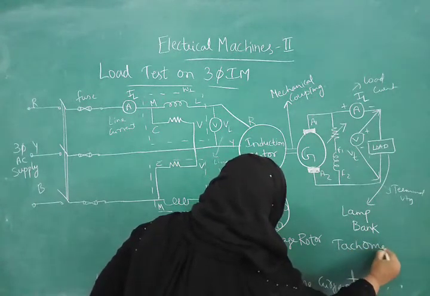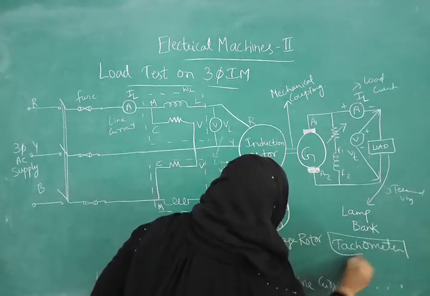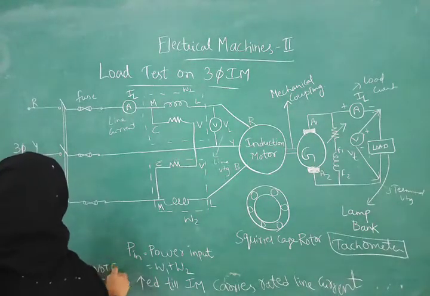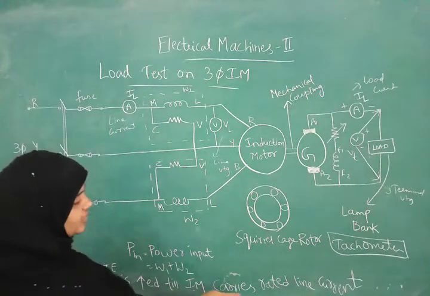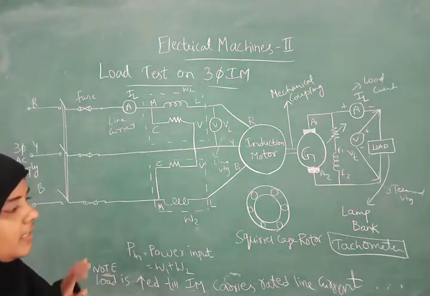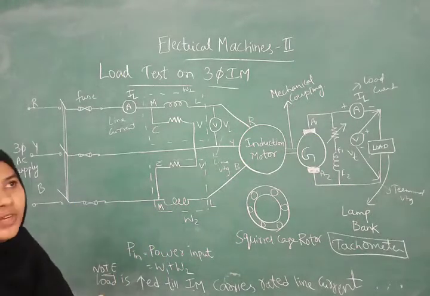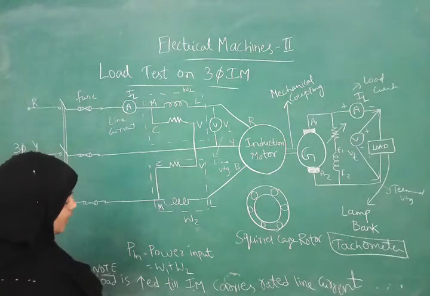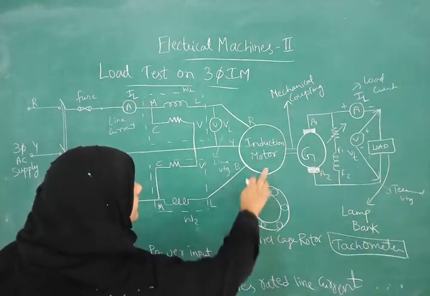So the tachometer is used to measure the speed. One load I have written here. The load should be increased till the induction motor carries rated line current. So what is line current? It is the maximum current which the induction motor can withstand. Till that point only the load should be increased.